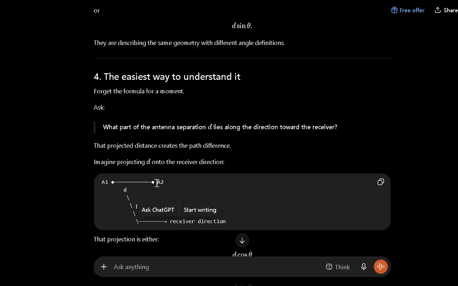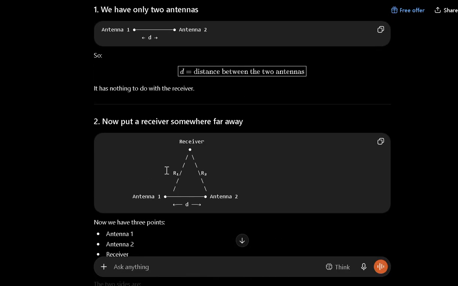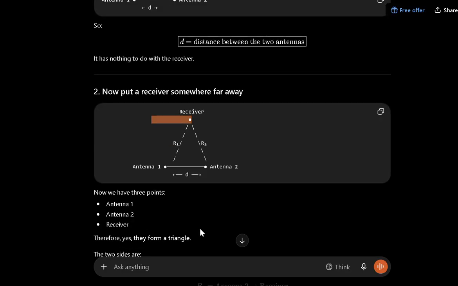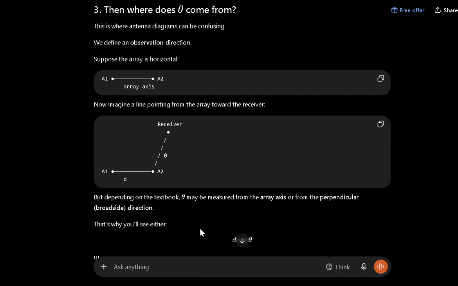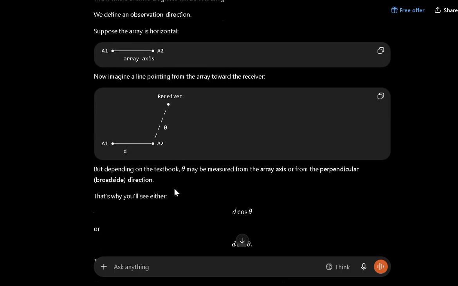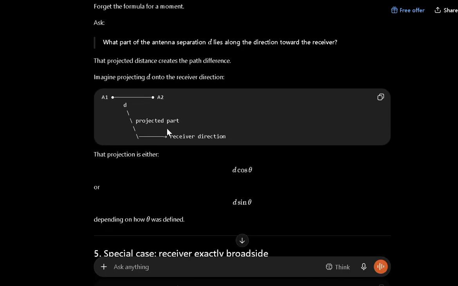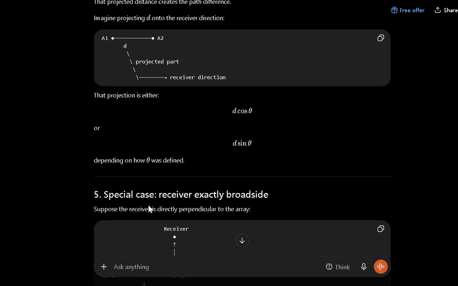So this is your d, and this is the receiver side. These two are antennas, and we'll make the distance fall on this side here. Then the acute angle, the angle theta, will form here. Along the receiver direction, the projection is d cos theta.